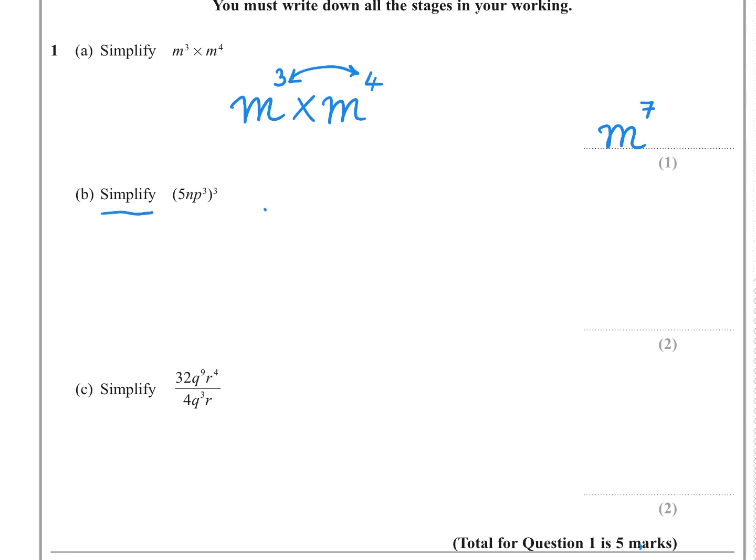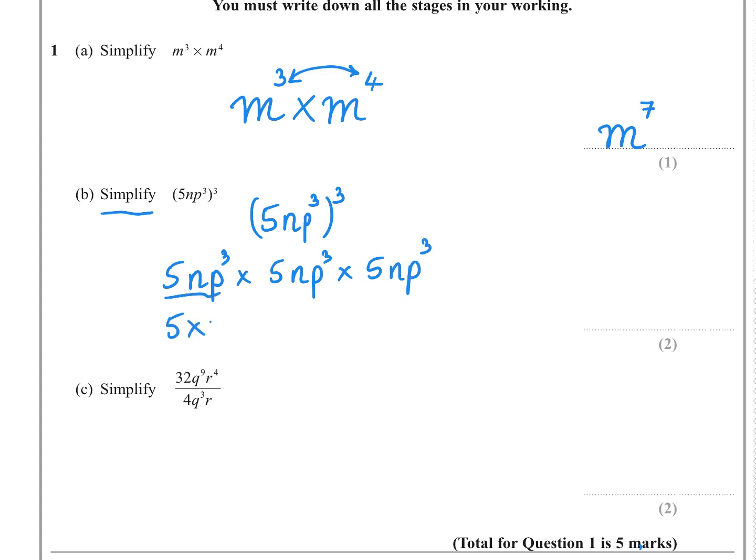Secondly, we've got to simplify 5n times p cubed, all cubed. Well, that's the same as writing this. We times it by itself again, and then again. Now, if I just look at this one, that's the same as writing this. And I won't do it for every single one, but you've basically got that 3 times over under multiplication.